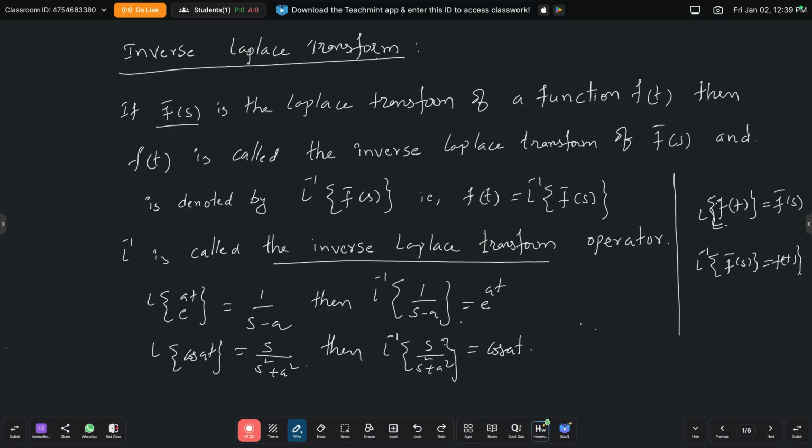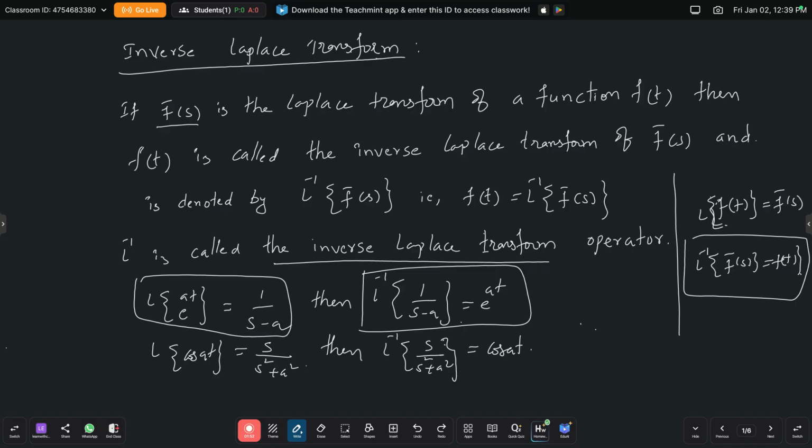In the previous session I used the Laplace transform, L of f of t equals f bar of s. Here I am using L inverse of f bar of s equals f of t. We have the formula L of e power at equals 1 by s minus a. That is the Laplace transform formula. The inverse Laplace transform formula is L inverse of 1 by s minus a equals e power at.